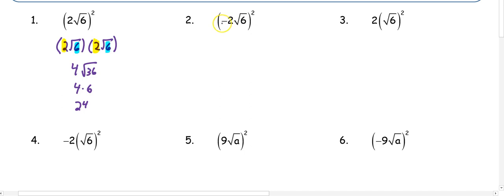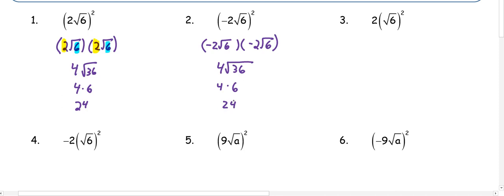In number 2, the same thing, parentheses, now it's negative 2 root 6 squared. So I'm going to rewrite this as negative 2 root 6 times negative 2 root 6. Remember, when something's squared, you write it the exact same twice. So I'm going to multiply the outsides together. Negative 2 times negative 2 is 4. Square root 6 times 6 is 36. So the square root of 36 is 6. So we have 4 times 6, which is also 24.